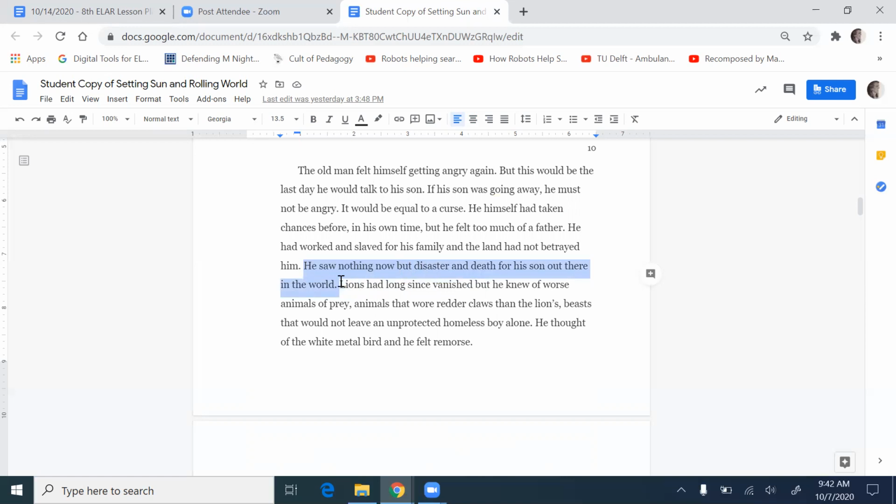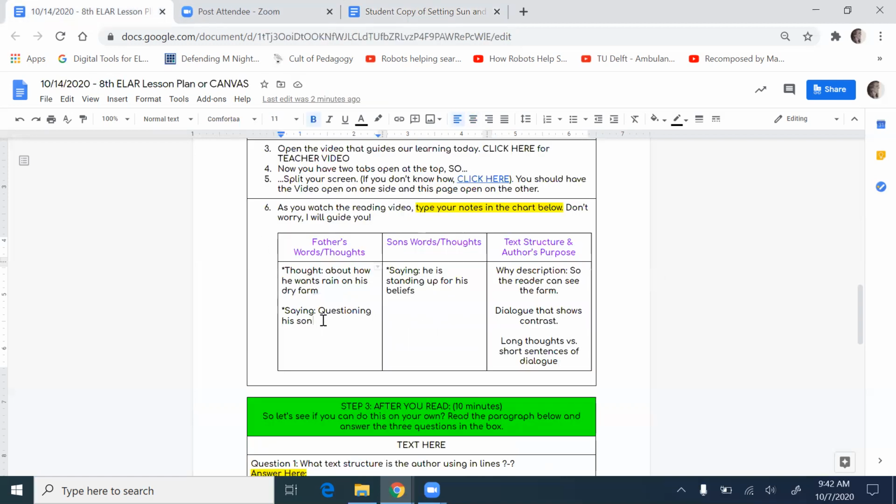What does the son want to do? He wants to go out in the world. What does the father see? Death and disaster. So I'm going to go back here. I'm going to go under what my father is thinking. And he's thinking if his son leaves, he will face death and disaster. And I have text evidence to back that up.